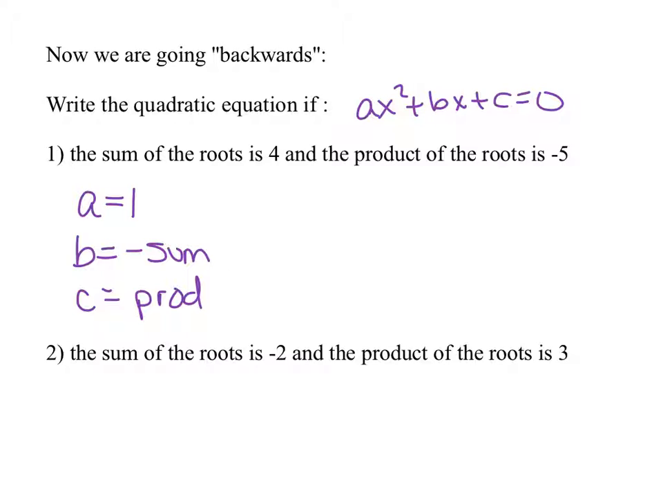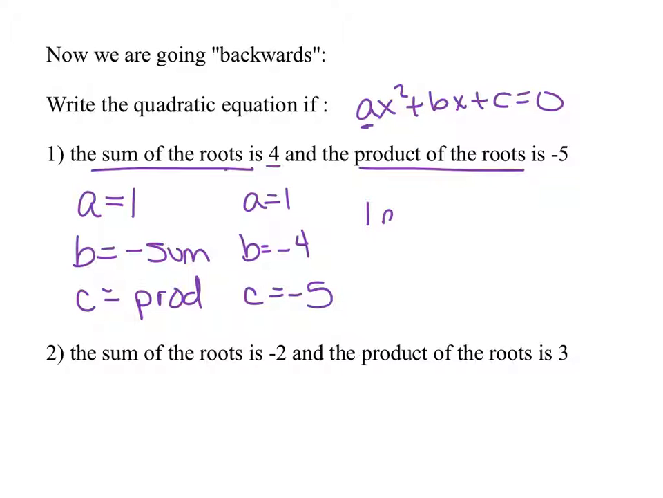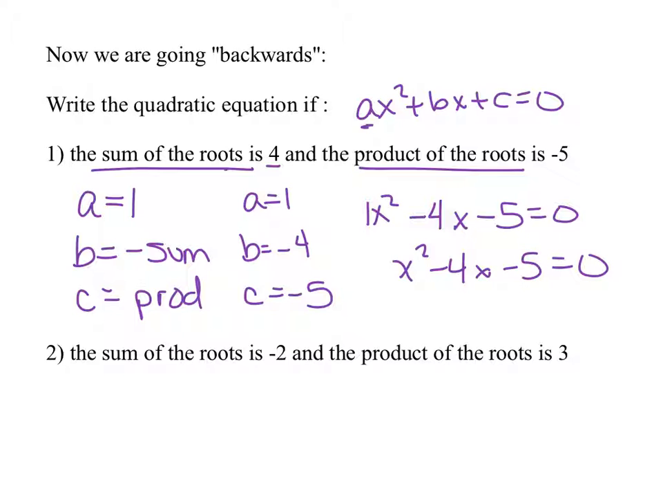So a is 1 if we're writing this quadratic equation. The sum of the roots is 4, so b is equal to negative 4. And the product of the roots is negative 5, so c is equal to negative 5. Then we write the quadratic equation. You don't necessarily have to write the 1 here, but you can. It doesn't really matter. So it'd be 1x squared minus 4x minus 5 equals 0. That's the quadratic equation if the sum and the product were 4 and negative 5 respectively.